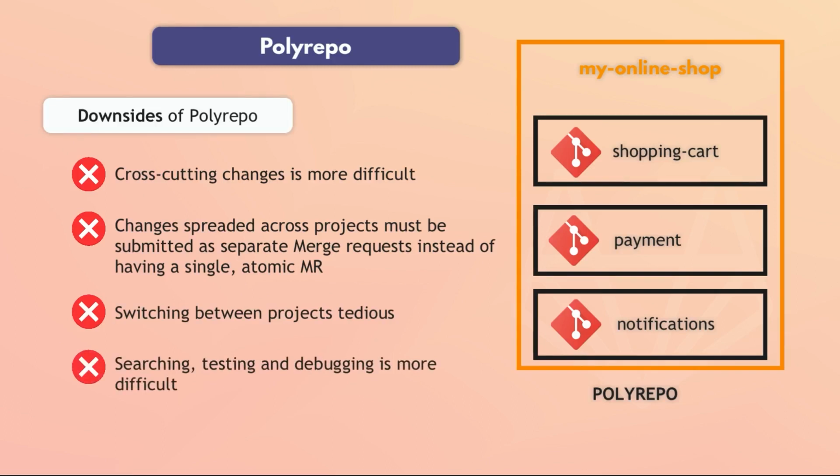Also, in the polyrepo, you can't really share files in the project like Kubernetes or Helm manifests, Docker Compose, and so on. You would either have to duplicate them in each project's repository or have to create a dedicated project and reference them from there.